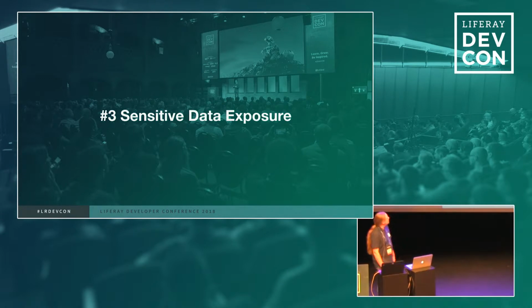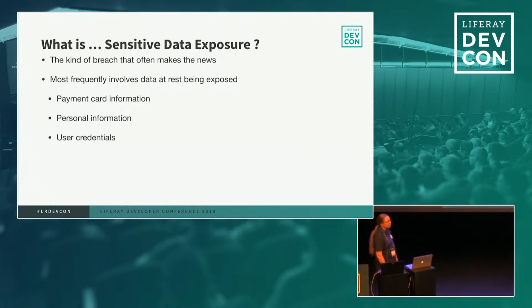So number 3, sensitive data exposure. And this is really the big one at the moment, the stuff you hear about in the news, because it's usually quite shocking. It's when large data sets get compromised. So data sets of payment card information or personal information downloaded from your system to the hackers' systems, and then offline they can do what they want with that.